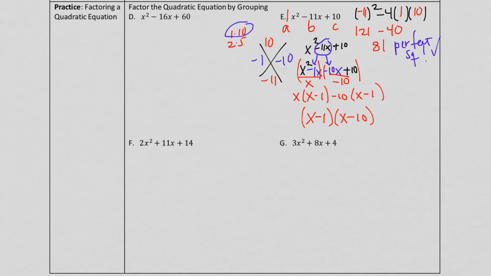Alright guys, so here's example E. So going through all the work, here's my discriminant. It's 81, so it's a perfect square, so I know I can move forward and factor. As I factor this question out, I do all my work here.